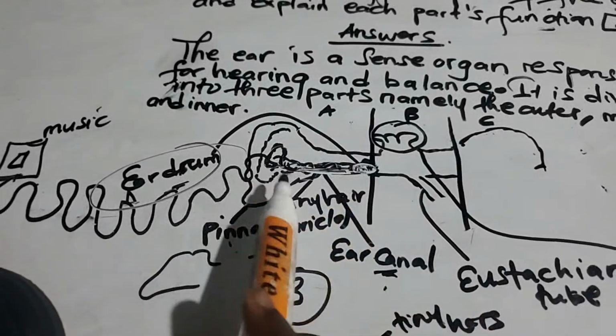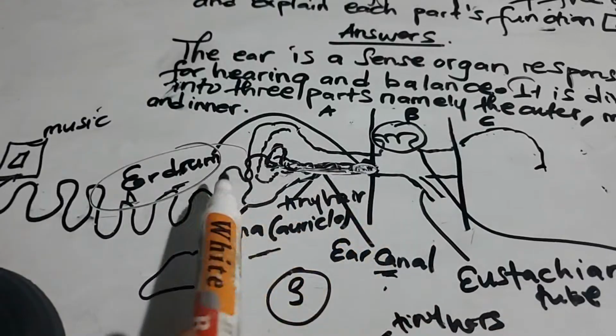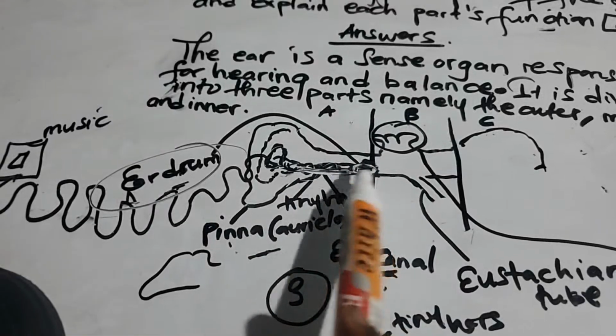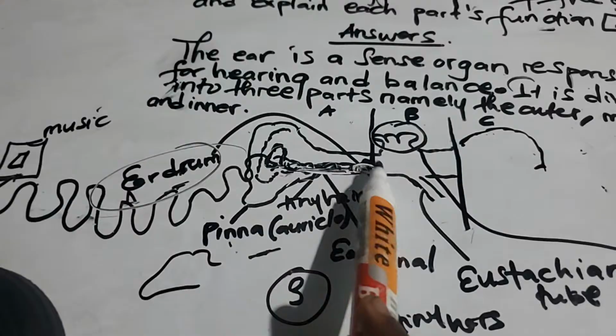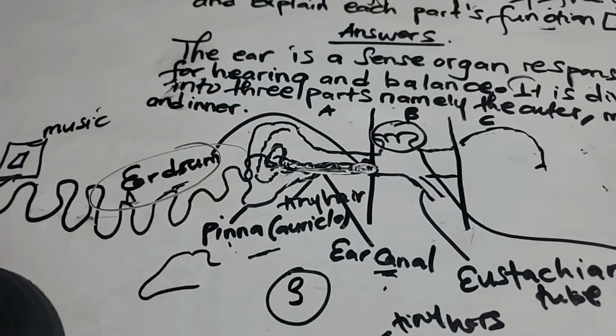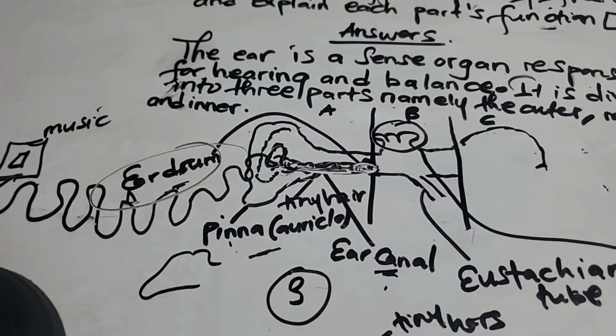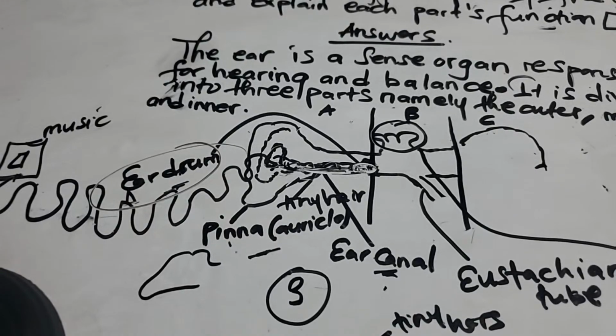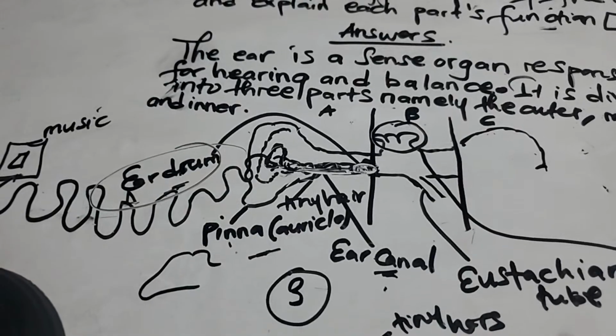Take note that the sound entering the ear is entering in the form of waves. Once it enters, this sound will hit the eardrum. Then the sound will change. It will start moving in the form of vibration. When the sound hits the eardrum, it stops moving in the form of waves and now starts moving in the form of vibrations.